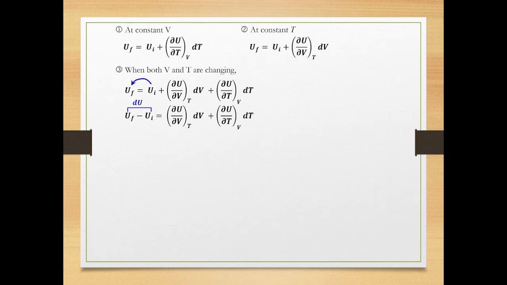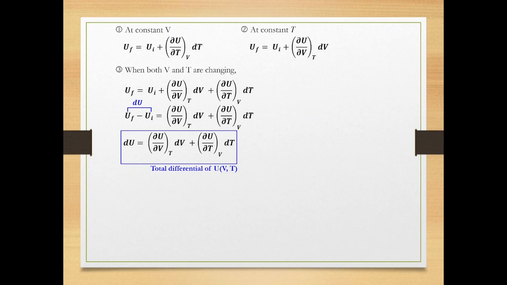Now, we end up with this equation. dU equals the partial derivative of U with respect to V at constant T times dV plus the partial derivative of U with respect to T at constant V times dT. This is called the total differential of internal energy that has variables of volume and temperature. The first slope is the partial derivative of U with respect to V at constant T. It is called internal pressure because it ends up with a pressure unit and it is represented by pi T.